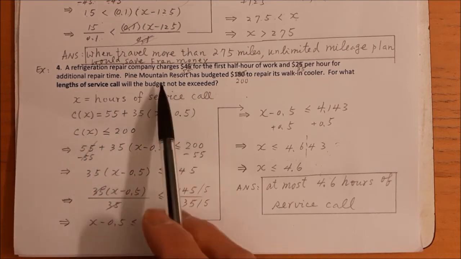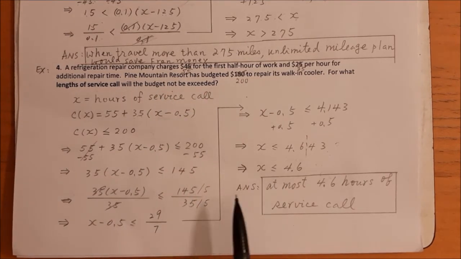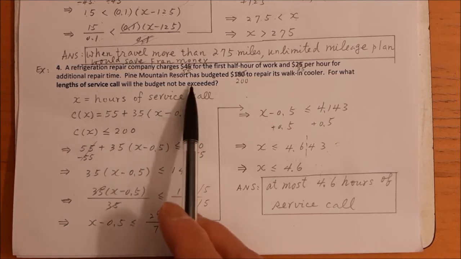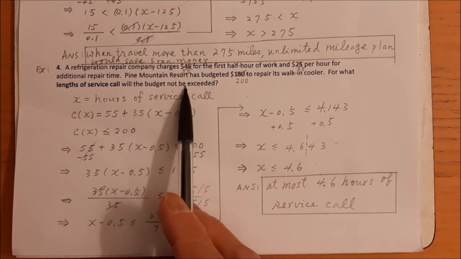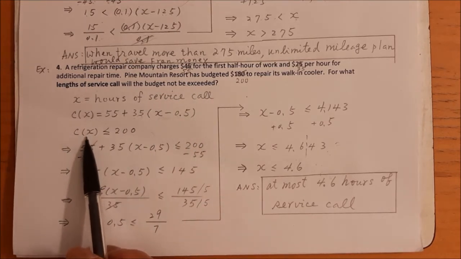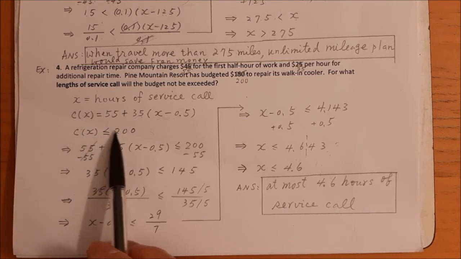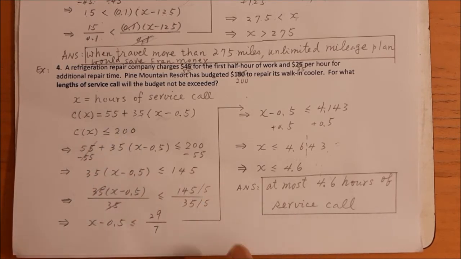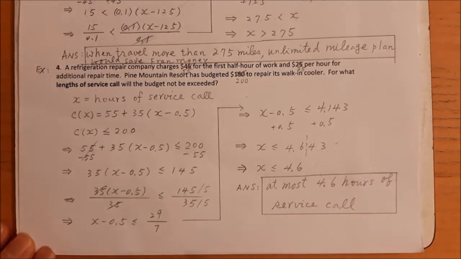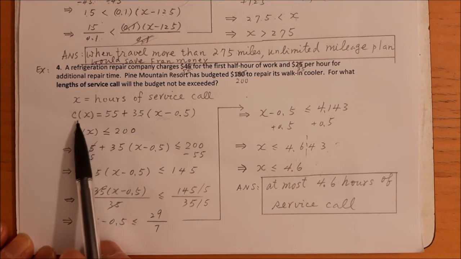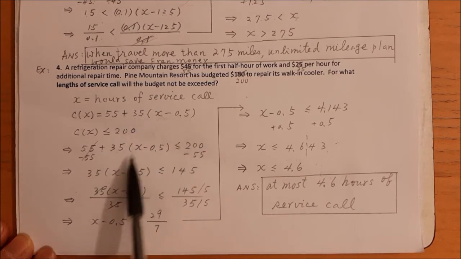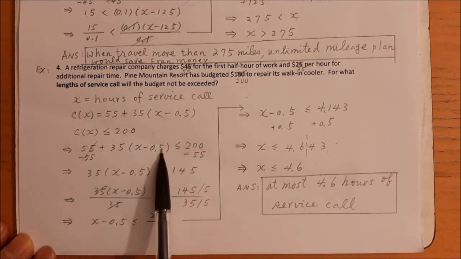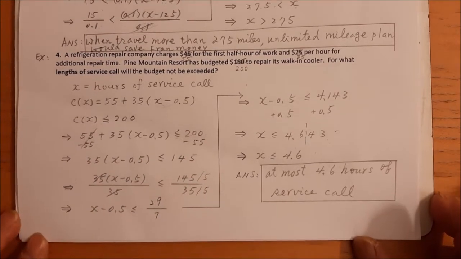The question says the budget is $200, so your cost must not exceed the budget. That means your cost, C of x, has to be less than or equal to $200. Therefore, we got the inequality: 55 plus 35 times parenthesis x minus 0.5 is less than or equal to 200. Solve this inequality for x.